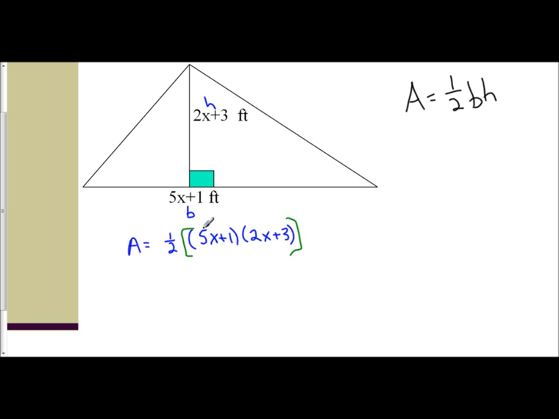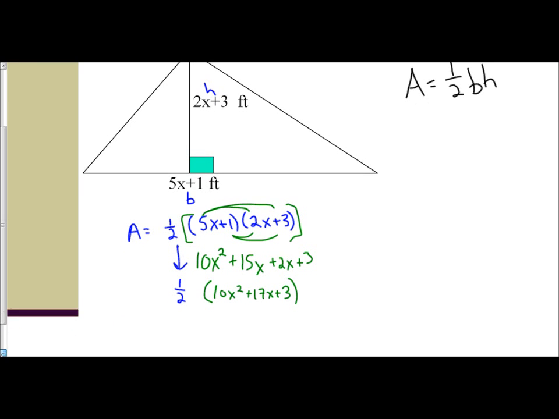And so that's why I'm going to go ahead and distribute this first to get 5x times 2x is 10x squared, 5x times 3 is 15x, 1 times 2x and 1 times 3, so that's 2x plus 3. Combine the middle terms and you get 10x squared plus 17x plus 3. And so that is just the base times height. I still need to take 1/2 of that.